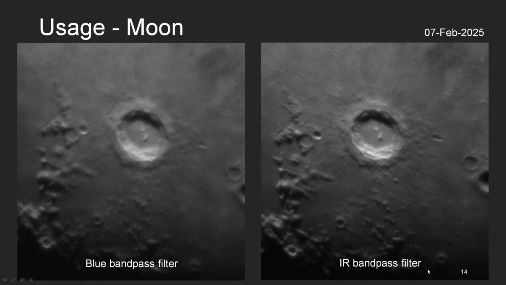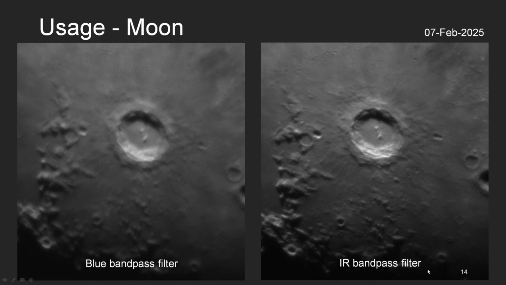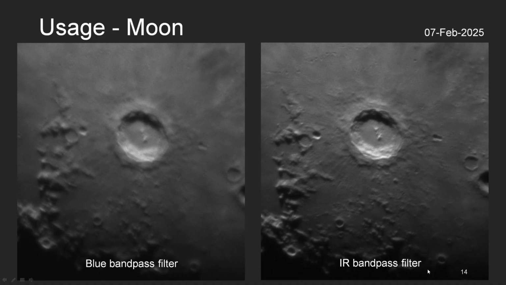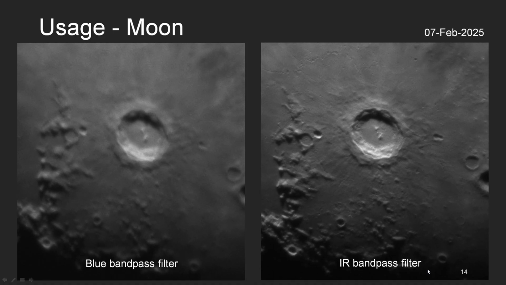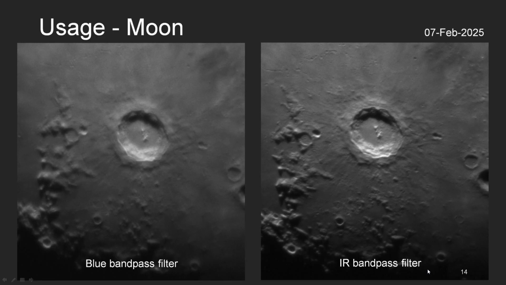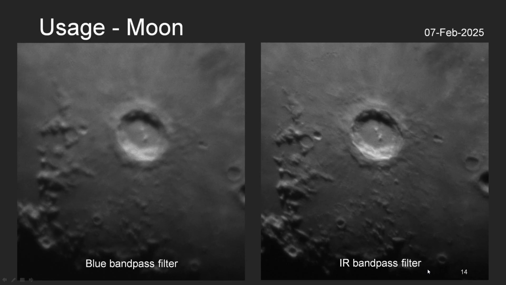As an example, consider these two videos that were captured around the same time on the same night. The video on the left was captured with a blue bandpass filter installed, and the video on the right using an IR bandpass filter. I think we can all agree that the video captured using the IR filter is much steadier and sharper.